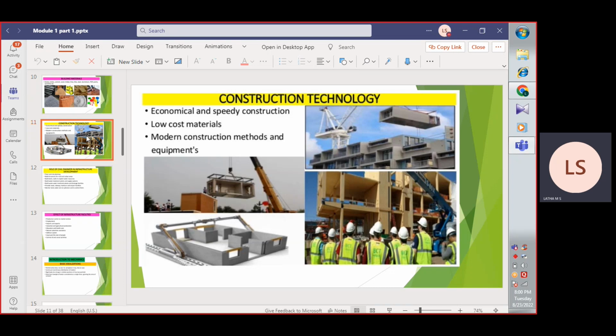Modern construction methods and equipment. Yes, there are a number of methods and equipment involved to complete the construction project. So with modern technologies, every day you find different ideas coming up. That way we are looking forward.